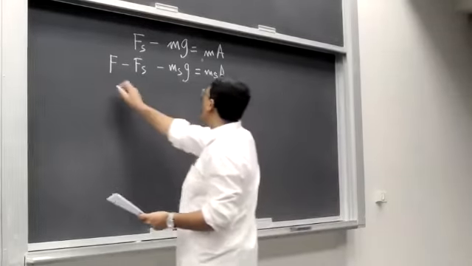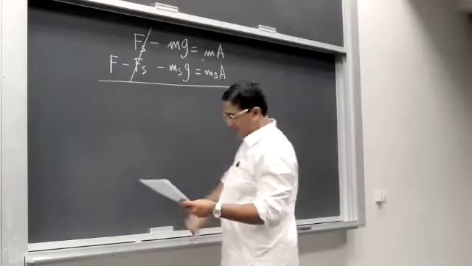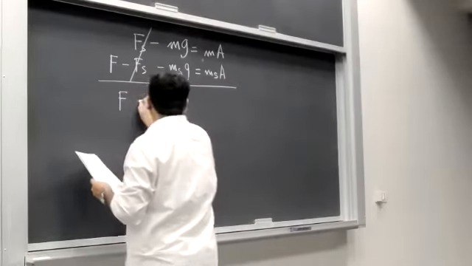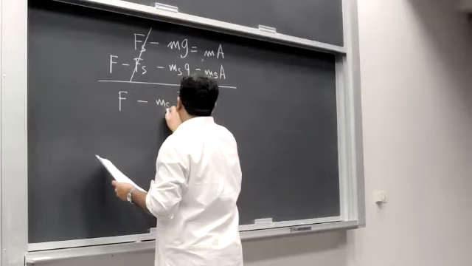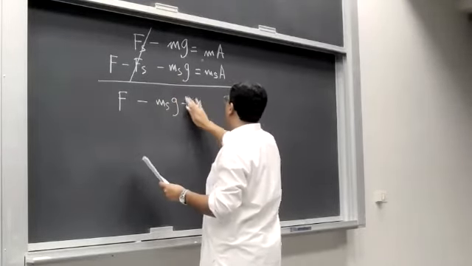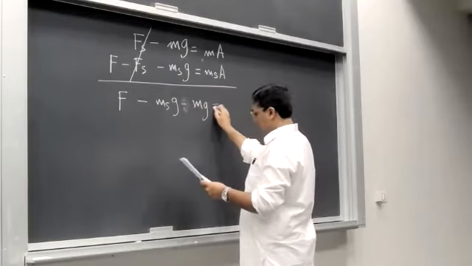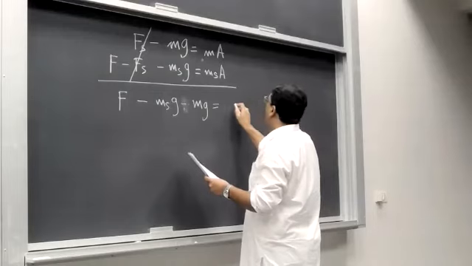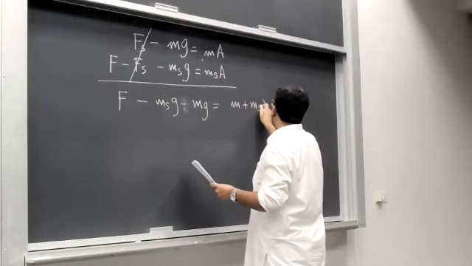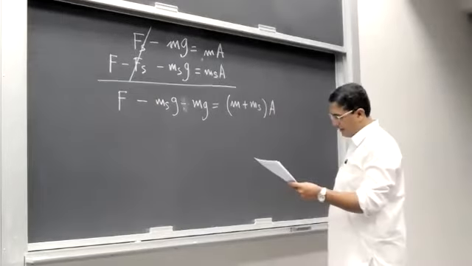Now let's add these two equations. Okay. This term would cancel, and you will get F minus msg minus mg equals (m plus ms) times a. Okay.